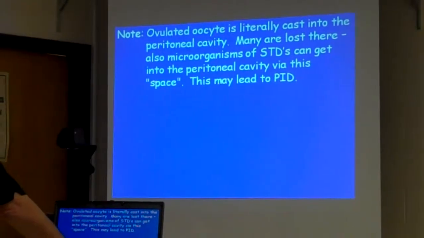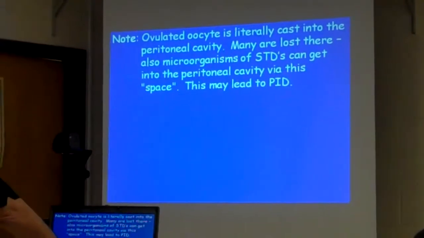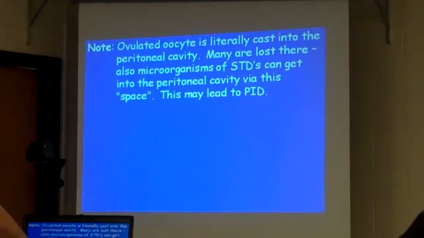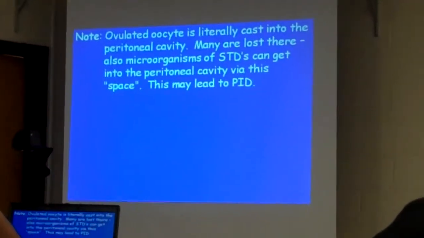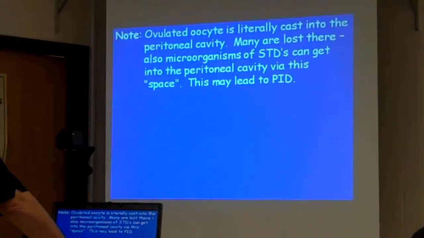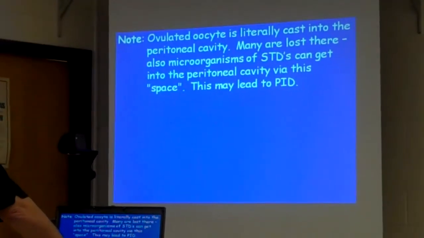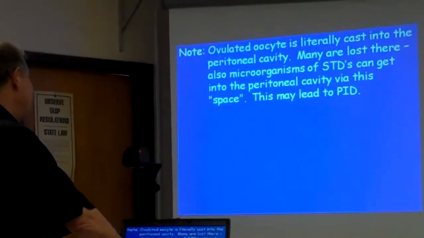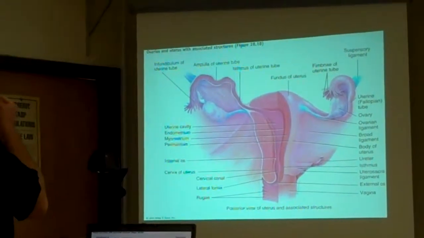Ovulated oocyte, and I think we talked about this a little bit last time. You do remember? We mentioned it, okay. It doesn't hurt to repeat it, because this stuff goes pretty fast. The ovulated oocytes are cast in the peritoneal cavity, and many are lost there, also microorganisms, STDs. STD, sexually transmitted disease, and a key one in the US right now is chlamydia, and this can lead to pelvic inflammatory disease. So that's just showing the setup right there.